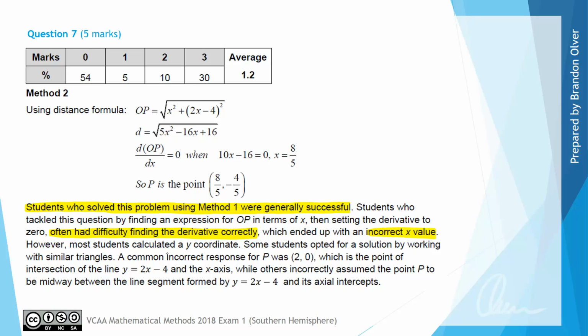However, most students did go on to calculate the y coordinate, and some students opted for a solution by working with similar triangles. A common incorrect response for P was 2, 0, which was the point of intersection with the line y equals 2x minus 4 and the x-axis, while others incorrectly assumed that the point P was midway between the line segment formed by y equals 2x subtract 4 and its axial intercepts.